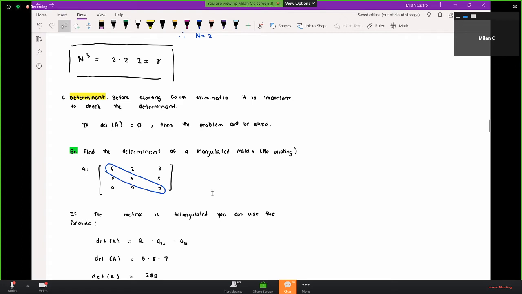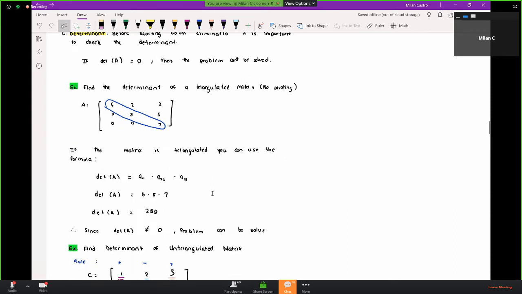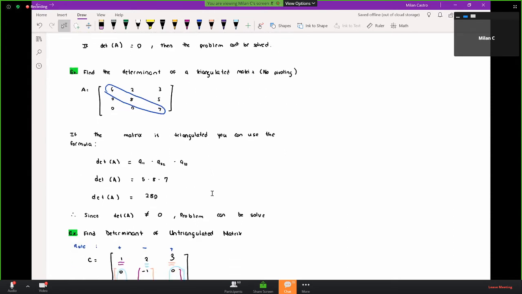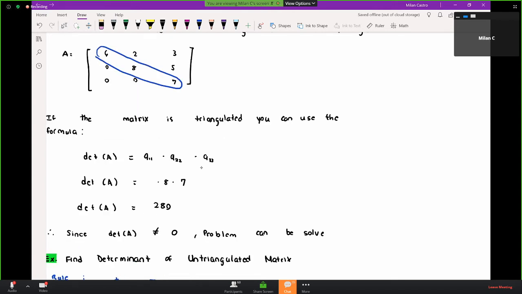All right, so how do we find the determinant of a triangulated matrix? It's actually really simple. You're just going to multiply all the terms in the diagonal. So you're just multiplying A11, A22, and A33. So for this example, it is 687, not 587. Let me make sure that's the same.